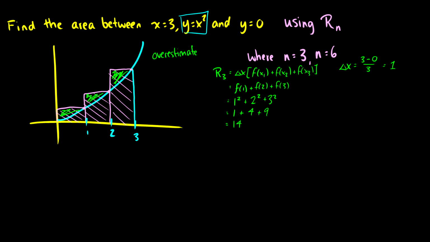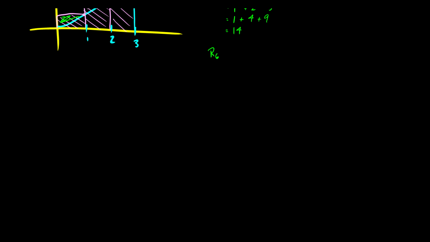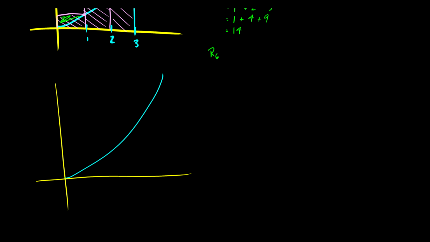So let's try n equals 6, and we'll do 6 rectangles. In fact, what I'll do is I'll draw it again, because I do think it's good to have a nice visual aid here. So this will be 3, 2, 1, and now we have to put 6 intervals. So we're going to have one at 2.5, one at 1.5, and one at 0.5. So our rectangles now are going to look perhaps a little bit nicer.